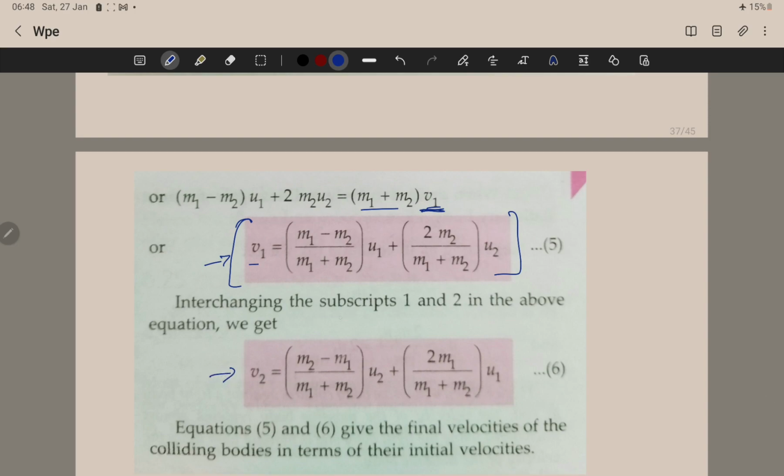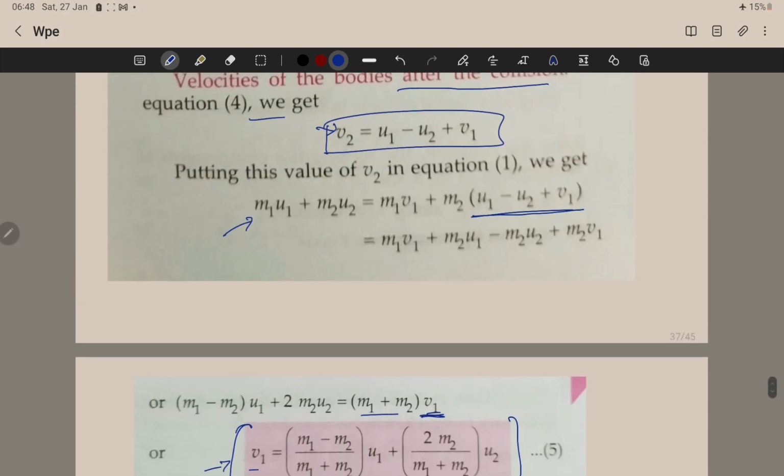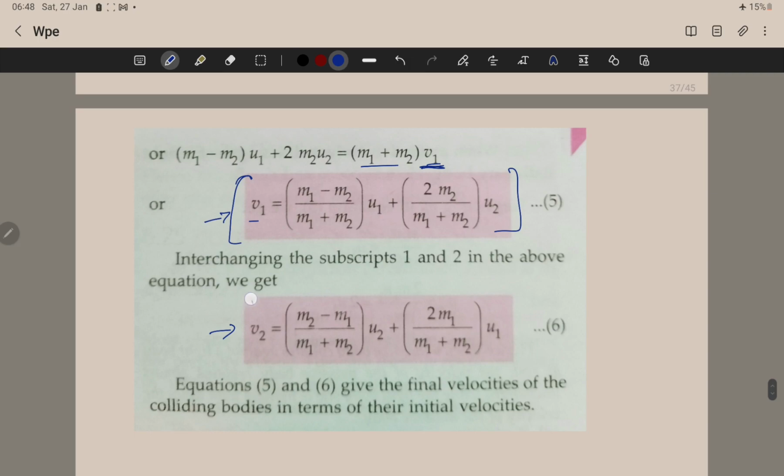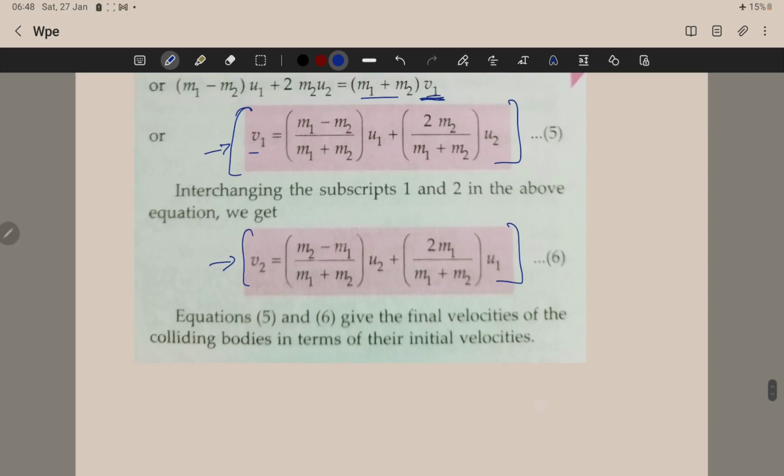Okay, so interchanging the subscripts 1 and 2 in the above equation, in place of v2 here we put the value of v1, so that we find the value of v2. From here we can easily find the value of v1 and v2. These are equations 5 and 6. This gives the final velocities of the colliding bodies in terms of their initial velocities.